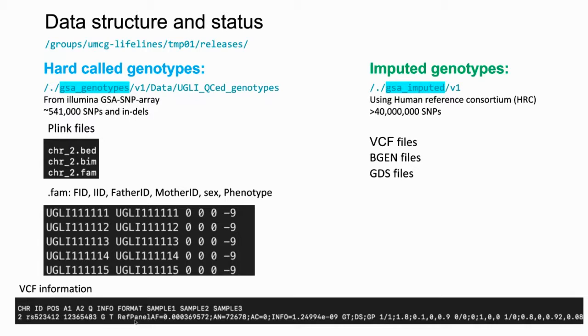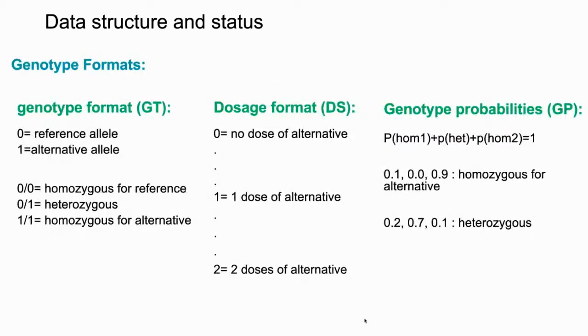Important here, I wanted to show you, you have the information of the frequency in the reference panel that we use, and you have the information score, which is like the reliability of the imputation, so you know how much you can trust this SNP. And then you have the genotype for each sample in different columns, which you see here as a lot of numbers because it comes in three different formats. And I want to talk about these formats a little more because you might need to know this.